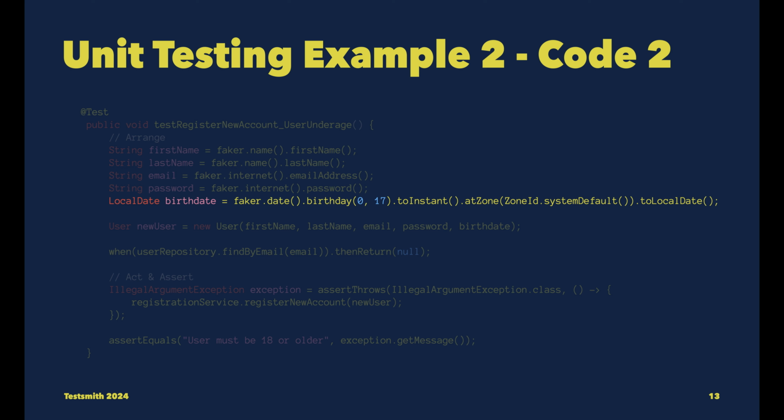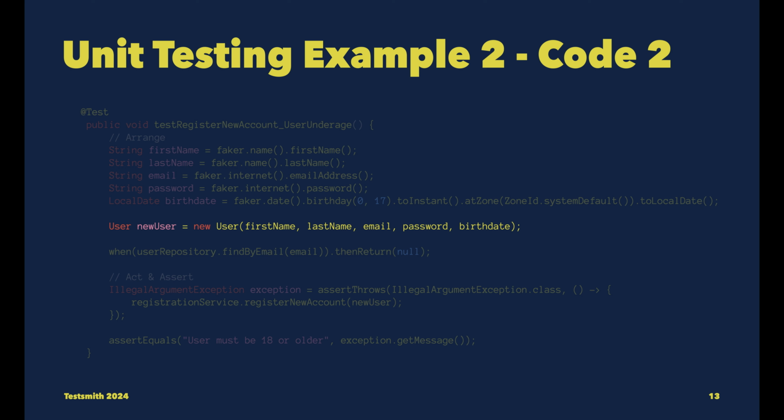Here, we create a new user object using the generated data. This user instance represents the underage account that we want to register. It encapsulates all the necessary information about the user.